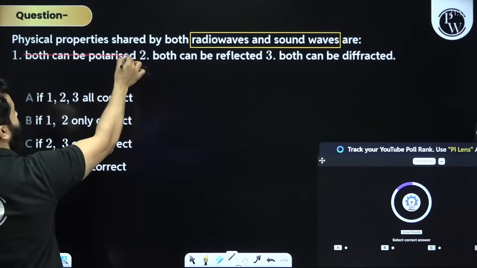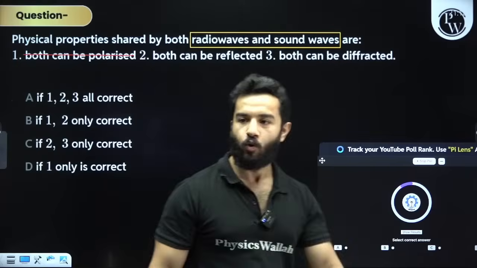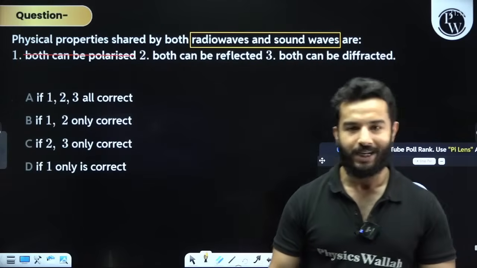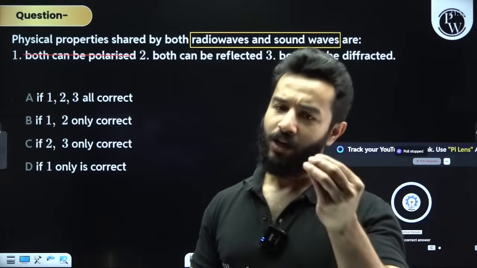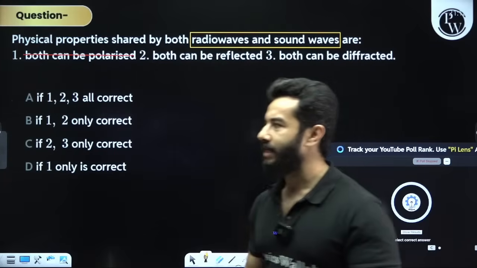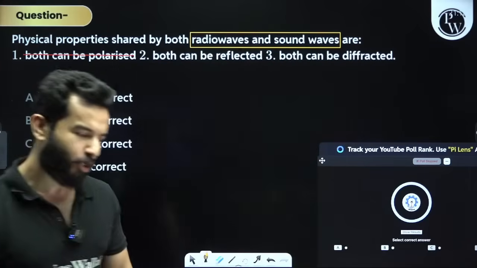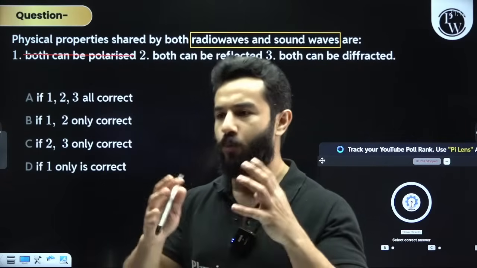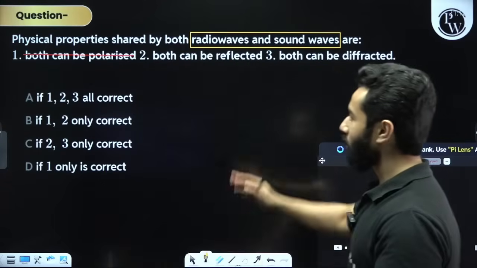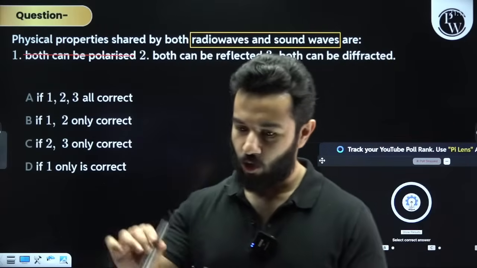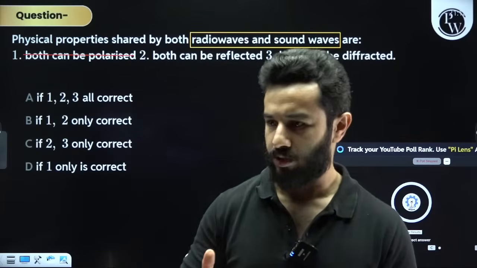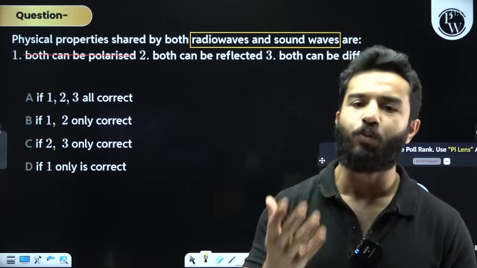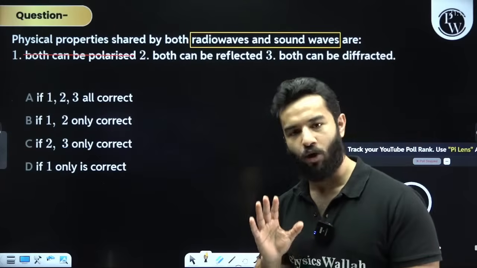So both can be diffracted, absolutely wrong. Both cannot be polarized. Sound waves cannot get polarized. Polarization is a phenomenon exhibited by electromagnetic waves, because the electric field and magnetic field oscillate in all possible directions. That is not the case in sound waves. Sound waves oscillate in the direction of motion. So there is no point of talking about polarization and unpolarized waves as far as sound waves are concerned.